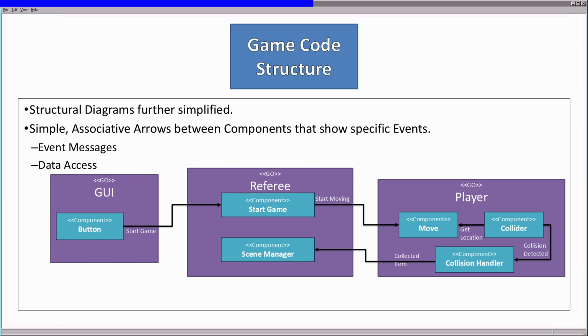First, we can remove the need for sockets and joints and just have simple associative arrows between components that show these specific events. This can be related to a specific event message that is sent from one component to another, or required data access where one component requires the information from another. While the usage is slightly different, we can see the use of one kind of arrow, a solid arrow, demonstrating the dependencies and the relationships.